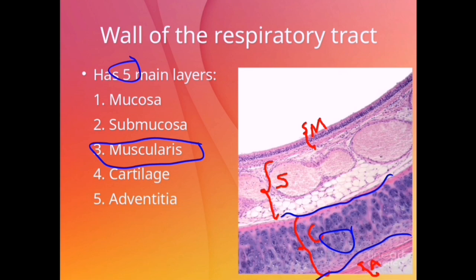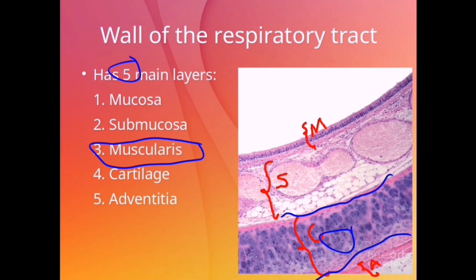Okay, the smooth muscle also helps with bronchial constriction and dilation. So it helps regulate how the bronchi constrict or how they dilate. And it also helps regulate the secretion and propelling the secretions upward through the airways.